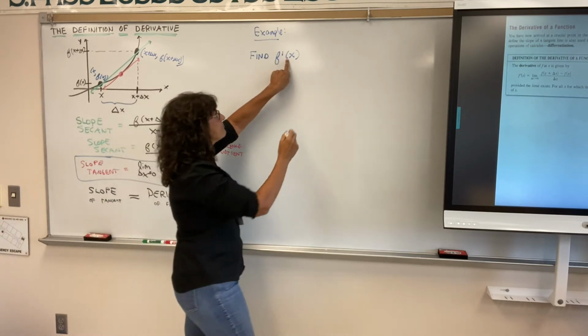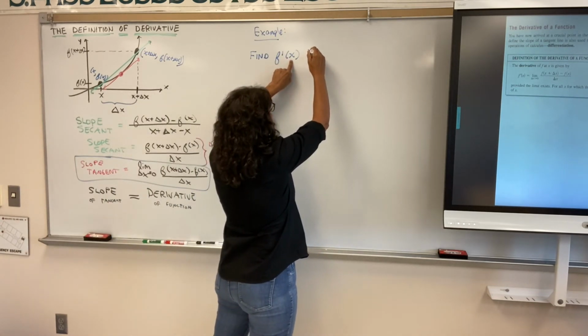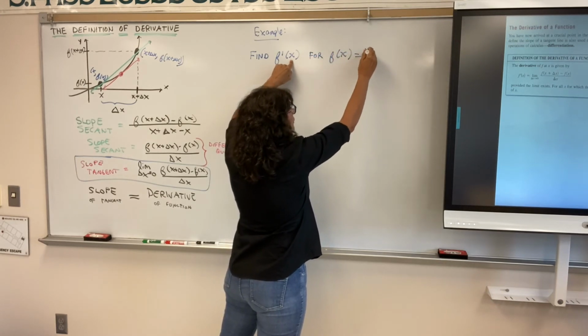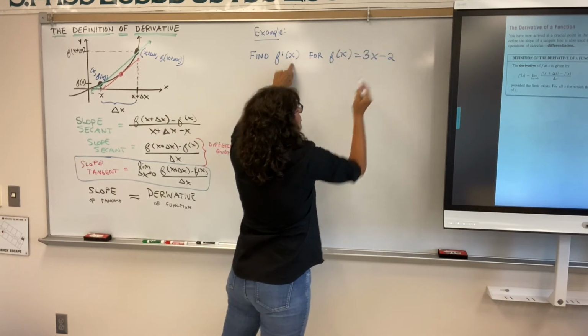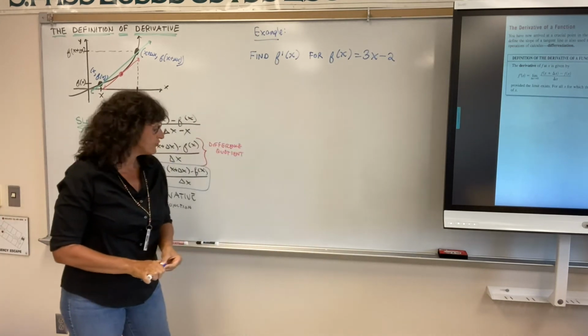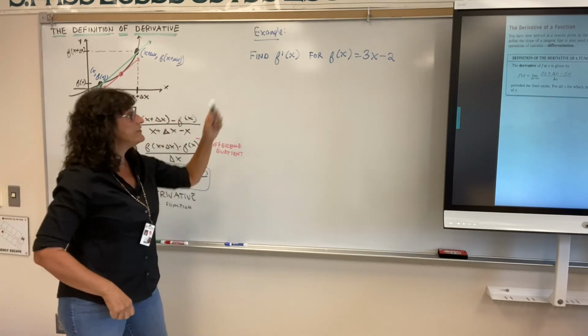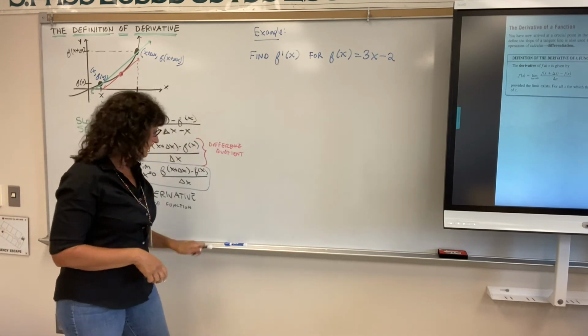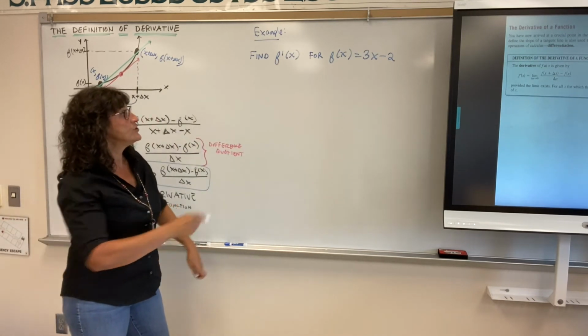So let's find f prime of x for the function we'll call 3x minus 2. This is a linear function, so we're going to find the derivative of this function. f prime of x is notation for derivative. So how do we find the derivative?